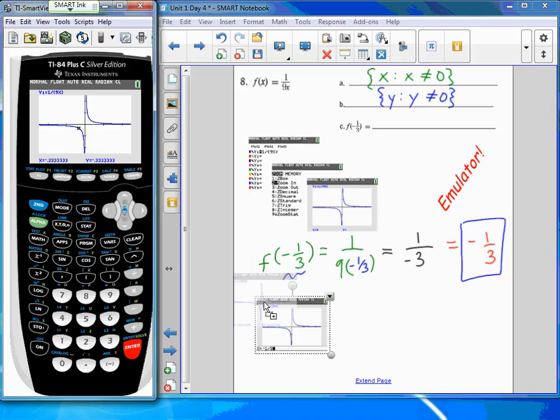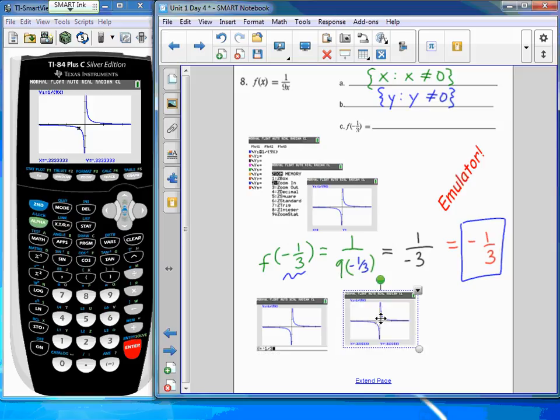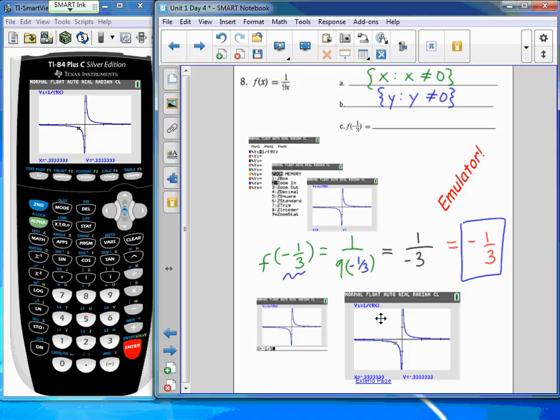Well, it's pairing it with the output negative 0.33333333. What y value do you suppose is negative 0.33333333? Negative 1/3. So we've done it algebraically, and we've done it with our calculator. So how do we do that? Trace, enter the x value of concern, enter, and it'll jump the cursor onto the graph and pair it with the corresponding y value. That's pretty sweet.